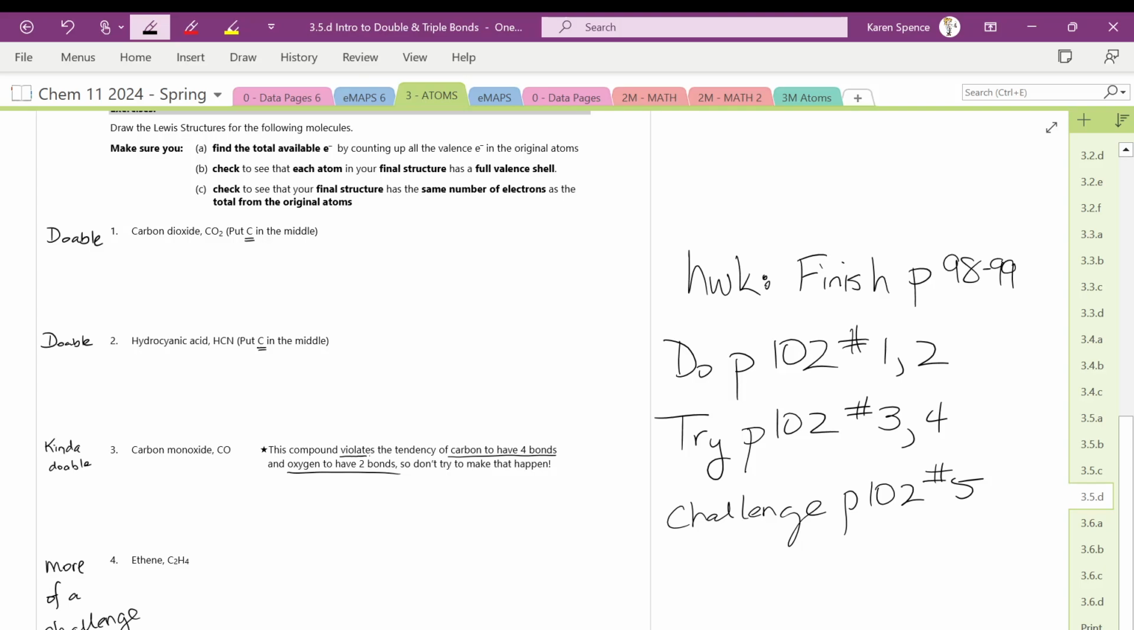And then we need to check, and we need to say we started with 4, and then each oxygen had 6. So that's a good structure. And then you just replace those with lines.